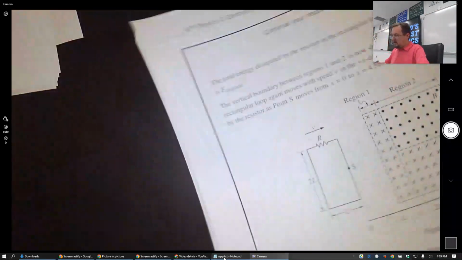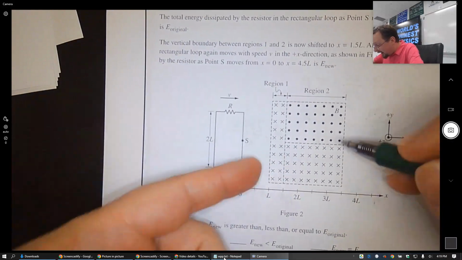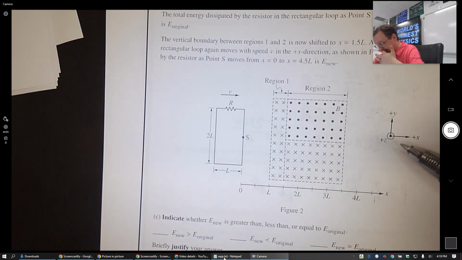Oh my gosh, it's two more pages. Oh, what? Okay, we're making it even bigger.